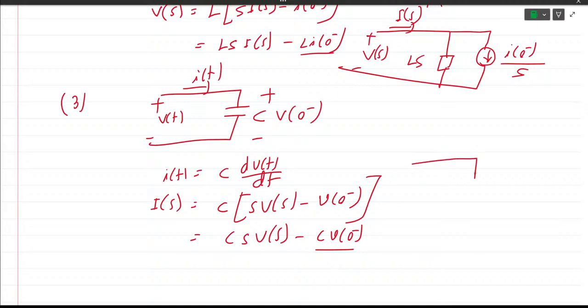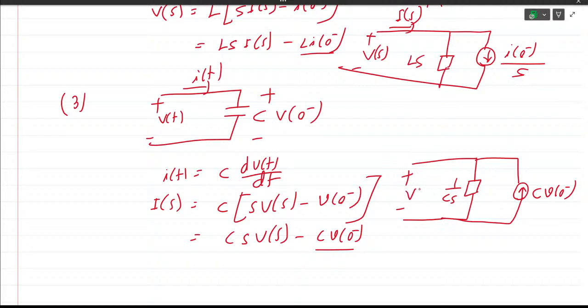So this is the current transform of the initial voltage across the capacitor. You can write like this: a box which has 1 upon Cs, then a current in the opposite direction, C V0 minus. This is your V(s) and this is the I(s). You can easily, by using a node equation, write I(s) is equal to V(s) upon 1 upon Cs, that is Cs V(s), then minus C V0 minus.